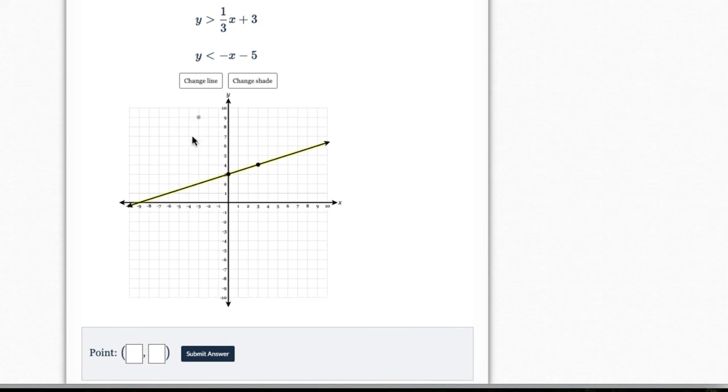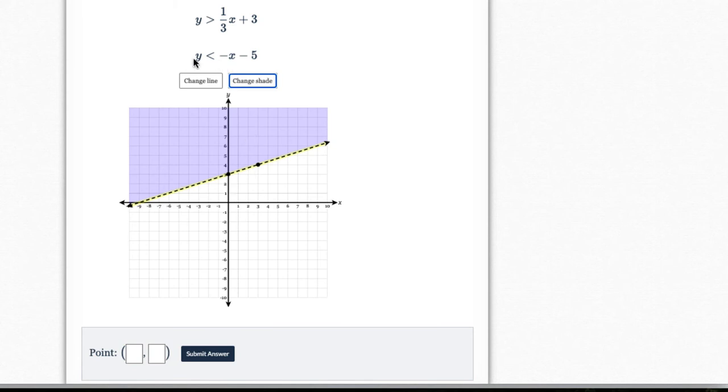Okay, now we make our decisions. Should this line be solid or dotted? There's no line under it, so change it to dotted. Should we shade above it or below it? Well, it's greater than, so we're going to shade above it.